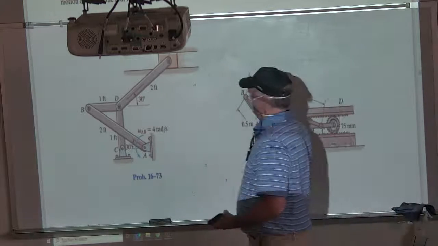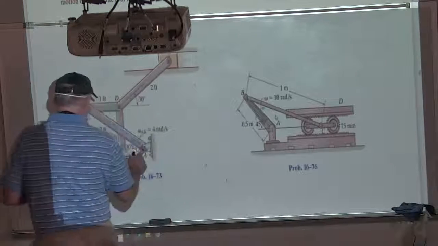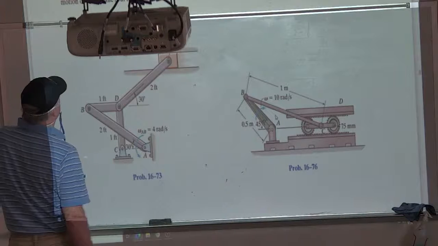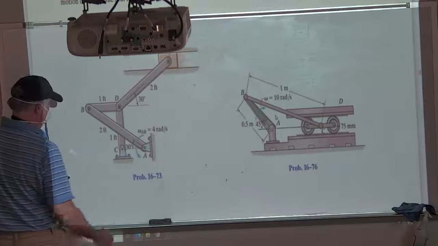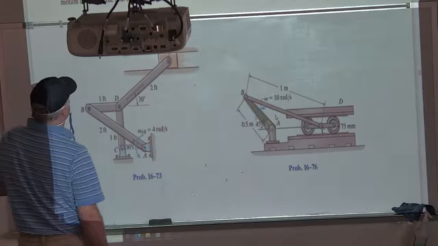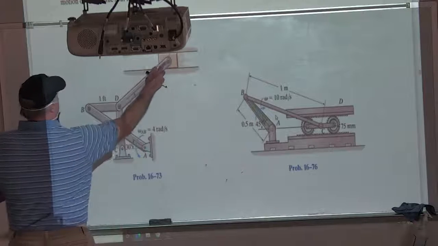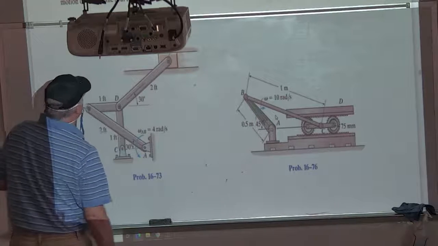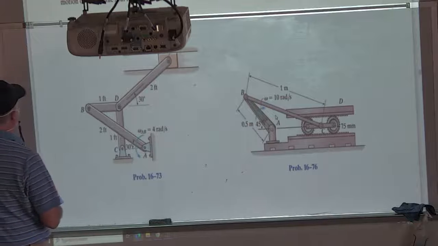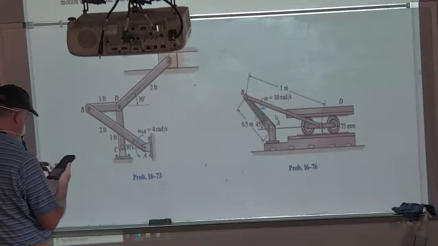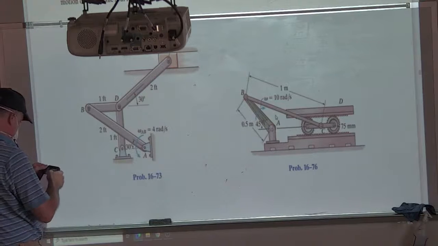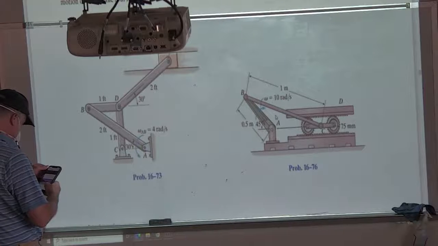Okay, so it says if link AB has an angular velocity of 4 radians per second, like shown, determine the velocity of the slider block at E at this instant. Also identify the type of motion for each of the 4 links. I'm not going to worry about that second part.